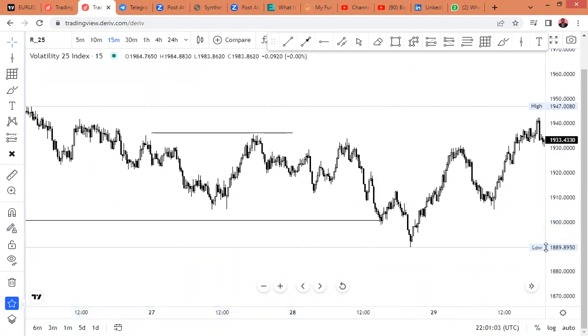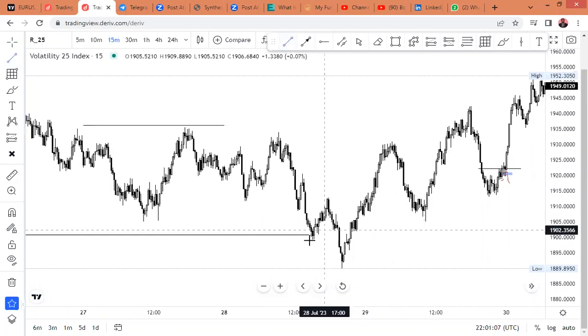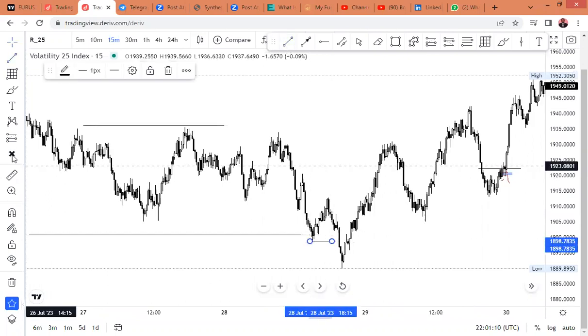So you see, price always takes liquidity. Price will always, like Mr. Daniel asking me, price will always.